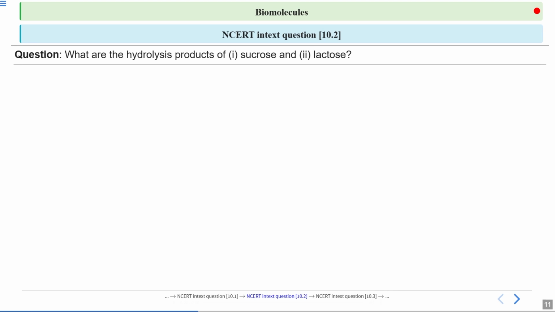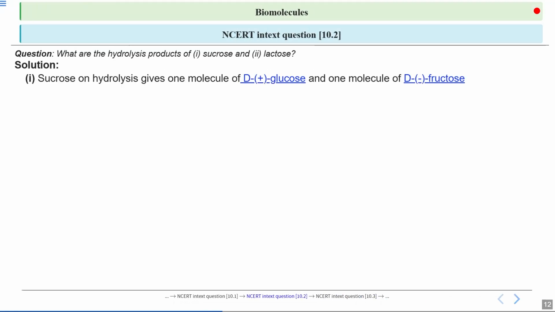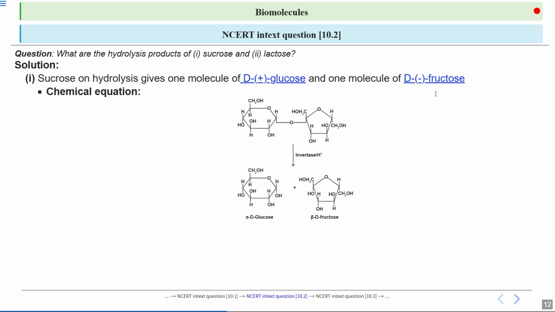Now, let us move to the next question. What are the hydrolysis products of A, sucrose, and B, lactose? So we have to see their hydrolysis products. First, if I talk about sucrose, when sucrose undergoes hydrolysis, it splits into two simple sugars. It is D-glucose and D-fructose. Okay, so it will give one molecule of D-glucose and another molecule of D-fructose.